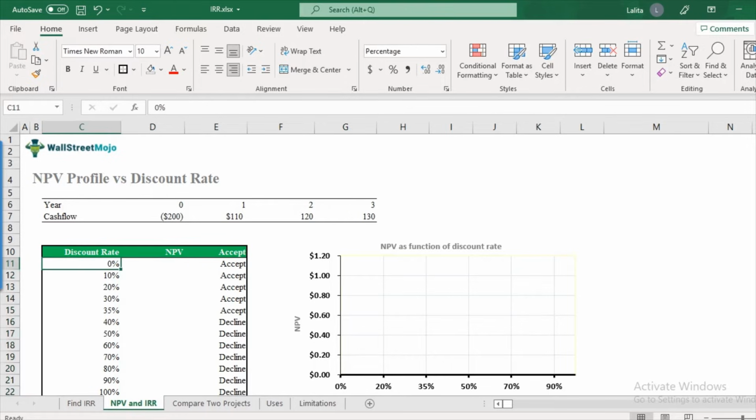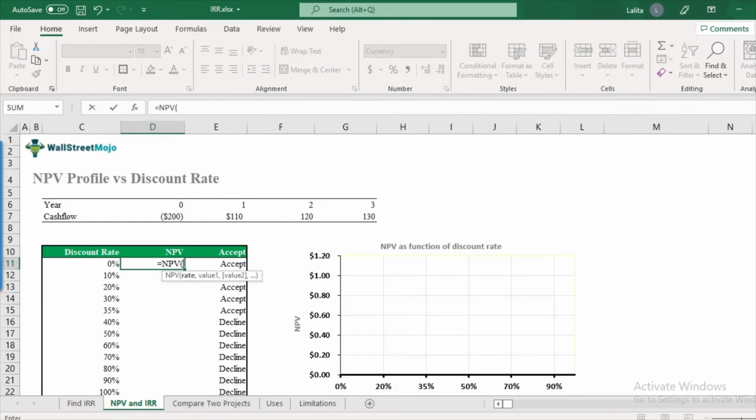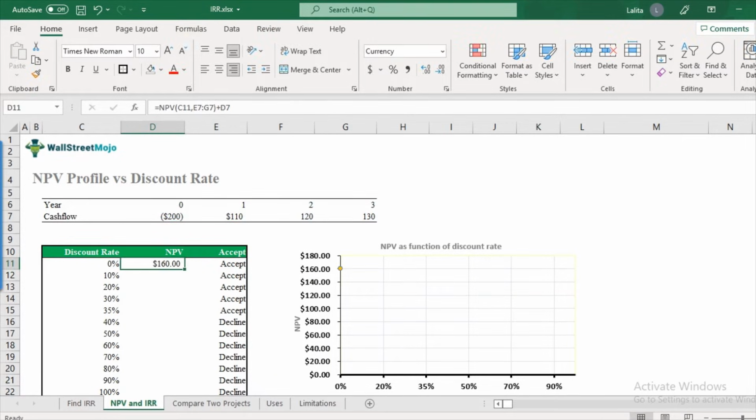Okay, so let's calculate the NPV for each of the rates and then see how it moves graphically. For calculating NPV, I will use the NPV function, which we have used earlier. The first thing that needs to be given is the rate, and the next is the values. These are the future values. So this is 110, 120, 130, and then we also add the cash outflow. So this portion will give the present value of all the future cash flows, and this is the cash outflow, right? So this will become our NPV.